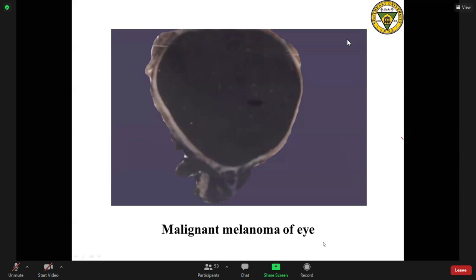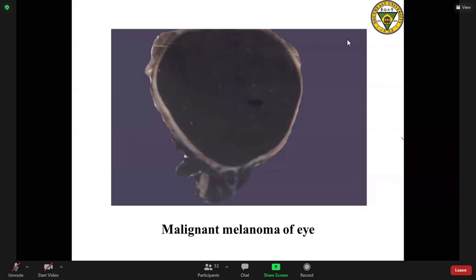It's also endogenous pigment, but we know it's a tumor. Yeah, malignant tumor, melanoma. It's an eye. You can see the whole eye is replaced by a black area. This black area is a tumor. The tumor cells can produce more and more melanin.